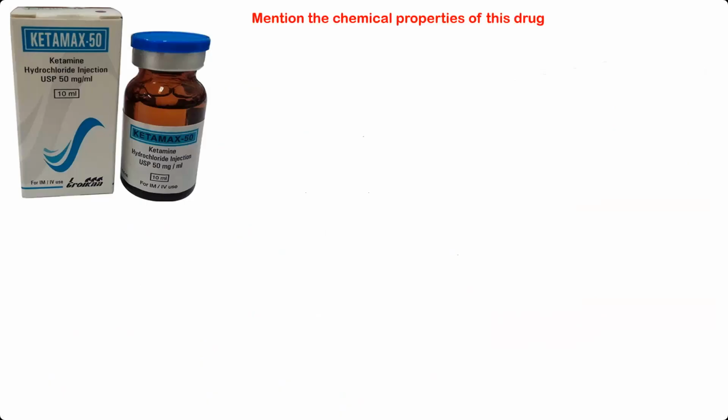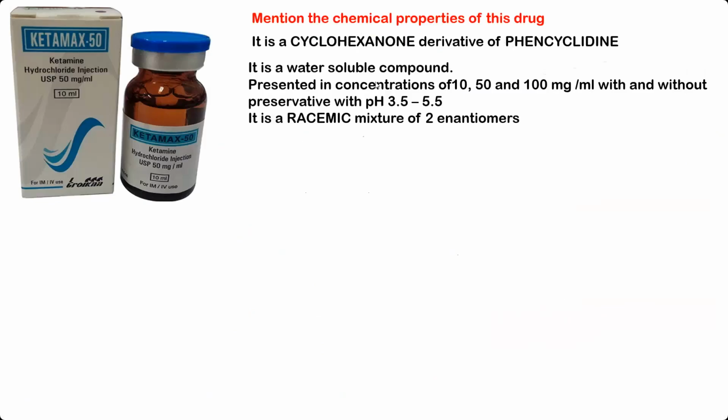Next is a very common drug. Mention the chemical properties of this drug. Phencyclidine derivative. It is a cyclohexanone derivative of phencyclidine. Okay, if you say phencyclidine it's enough, but if you want to get better marks, you can also add that it is a water soluble compound presented in concentrations of 10, 50 and 100 milligram per ml, and it is without preservative. It's also available with a pH of 3.5 to 5.5, and it's a racemic mixture of 2 enantiomers.